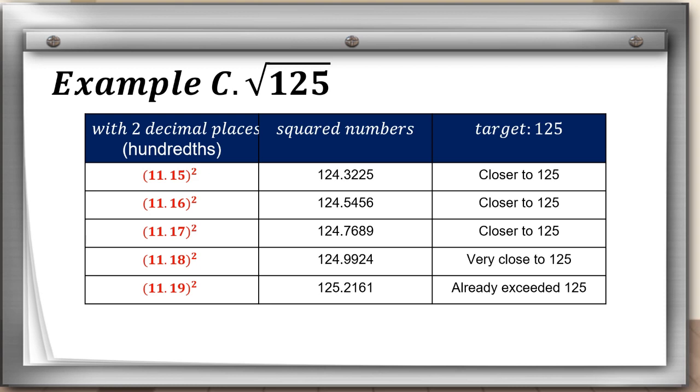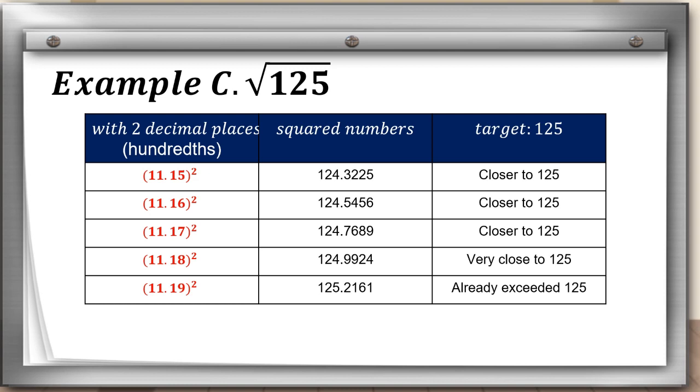Next, 11.17 squared, which is 124.7689, and again, that is closer to 125. 11.18 squared, which is 124.9924, which is very close to 125. And lastly, 11.19 squared, which is 125.2161, which already exceeded 125.